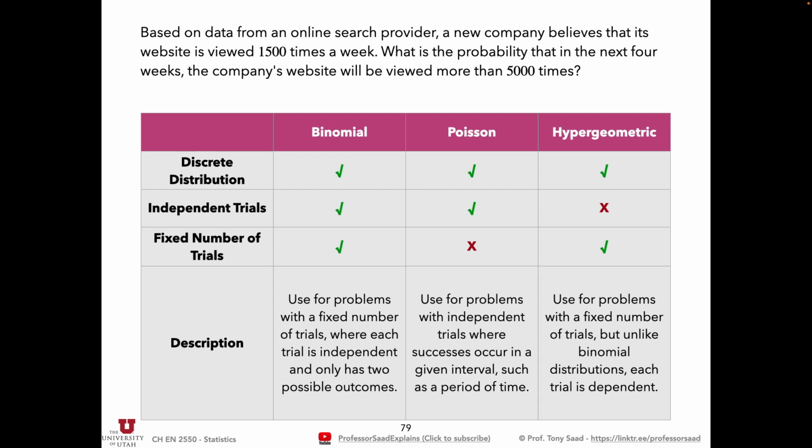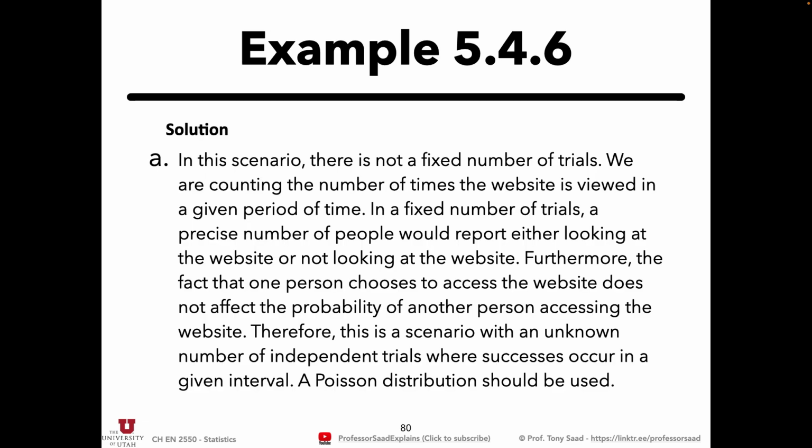The second you hear period of time, weeks, immediately Poisson. Now, viewing the website is the trial. Agreed? And they're independent. I'm in Sandy, you're in San Diego, whatever. Viewing the website, we're independent. Okay? So the trials are independent. It is a Poisson distribution.